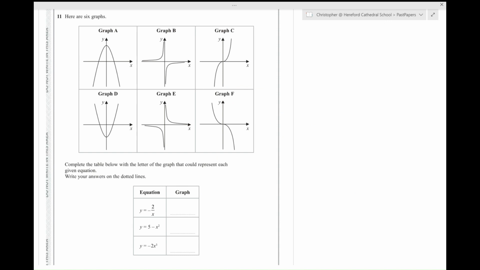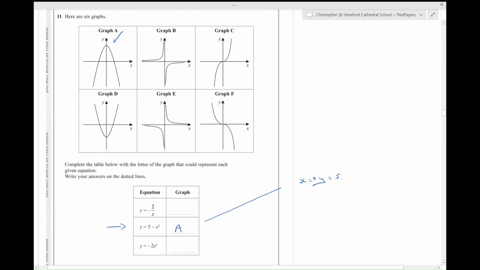Question 11. Here are 6 graphs. Complete the table below with the letter of the graph that could represent each equation. Write your answers on the dotted lines. Okay, well, let's have a look at this one first. I know in this one that when x is 0, y would be 5. Okay, so I need one that goes through 0, 5. Well, it's got to be a. But actually I can see that it's a anyway, because then as my x goes up, I take away from 5. Oh wait, that's a.